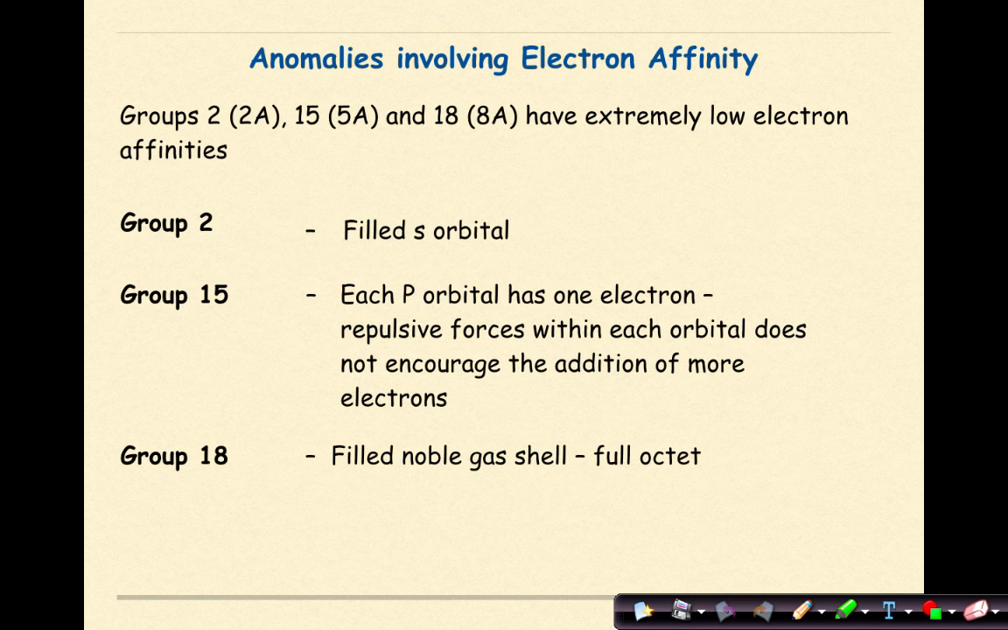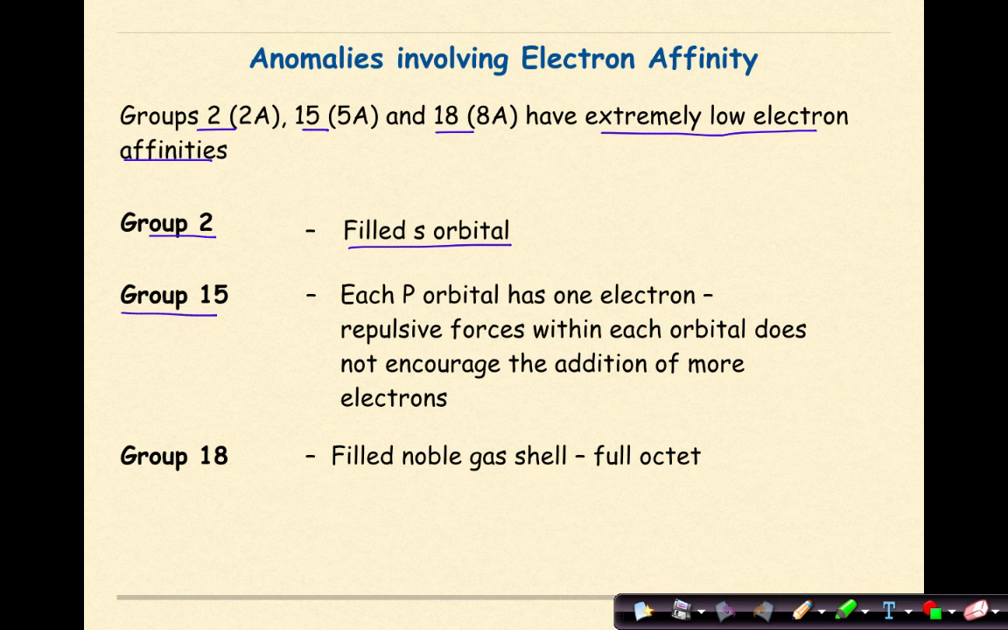Anomalies involving electron affinity. Groups 2, 15, and 18 have extremely low electron affinities. So the question is, why? Our elements in group 2 have filled s orbitals. Therefore, they're not really looking to gain electrons as that s orbital is filled.